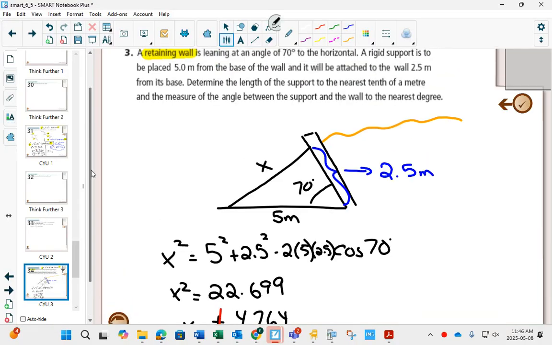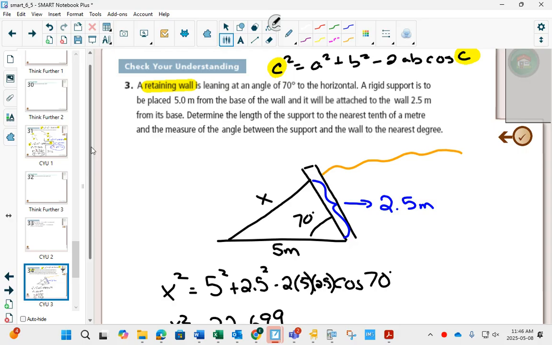It also asks to determine the length of the support to the nearest tenth of a meter and the measure of the angle between the support and the wall. So which angle do they want? Do they want the one down here or the one up there? The one up top. So you have to make sure you read it. It says between the support, my support was here, and the wall, my wall is here. So that is this angle.